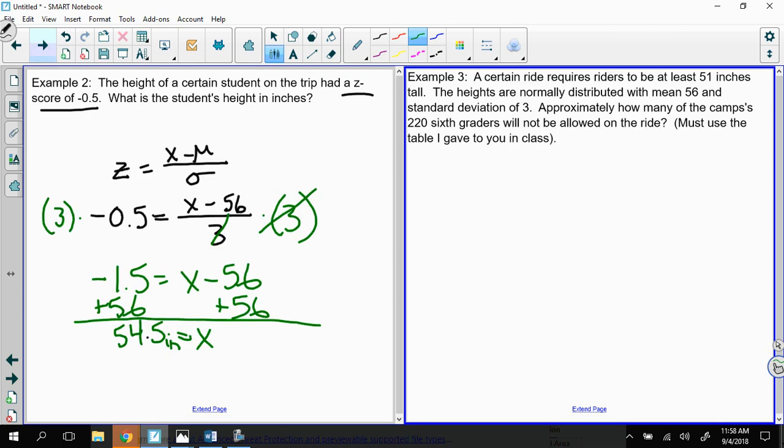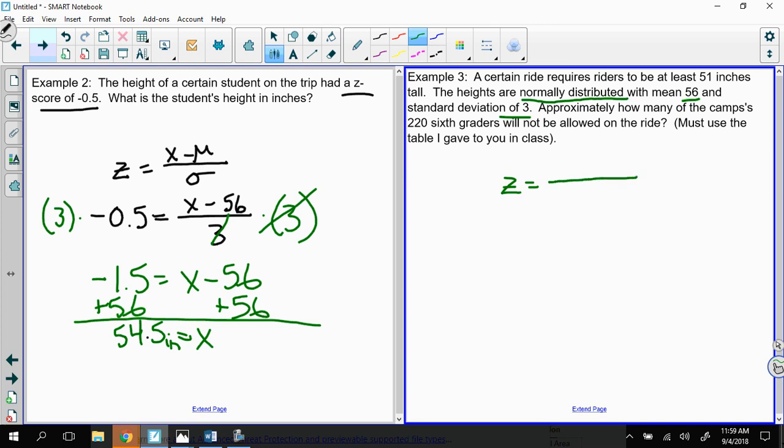Example 3, a certain ride requires riders to be at least 51 inches tall. The heights are normally distributed, so we're using that bell curve. Mean is still 56, standard deviation still 3. Approximately how many of the camp's 226 graders will not be allowed to ride the ride? So the table that I gave you in class will help us answer this. So we're still looking at a z-value. We need a z-value in order to answer this question. And then we're going to use that table I gave you in class to do the rest.